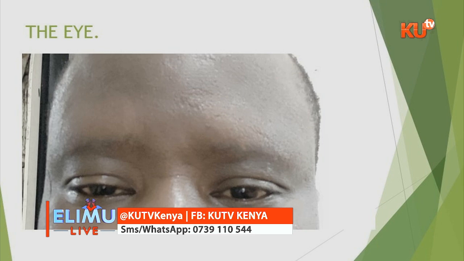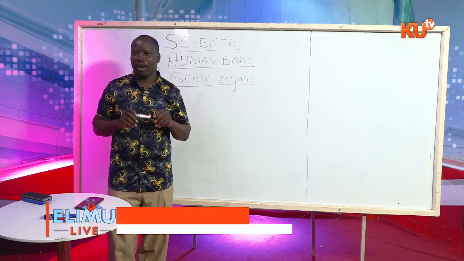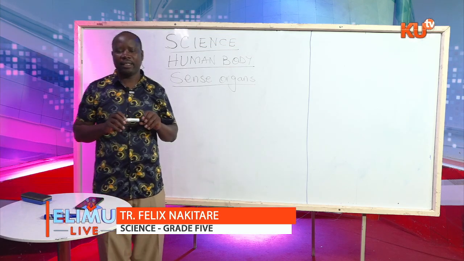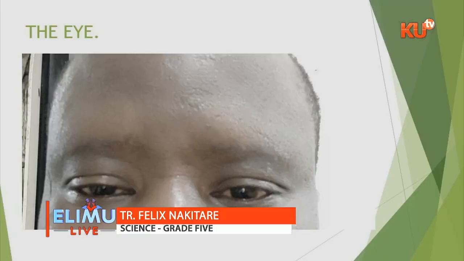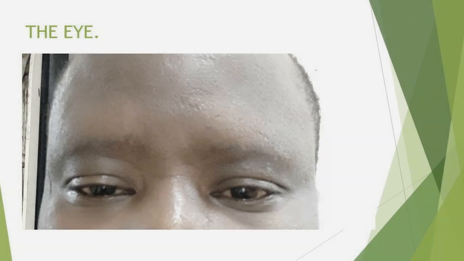What do we have there as the first sense organ? We can see that's the head of a person, and the sense organ on that part of the head is the eye, or the two eyes. So eyes make the first part of the sense organs. If you are asked about sense organs, the first one is the eye. Let's move to the next one.